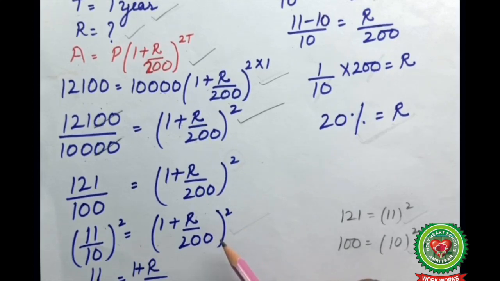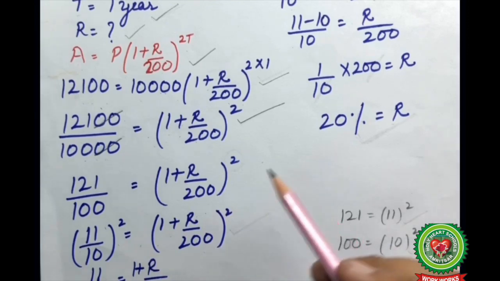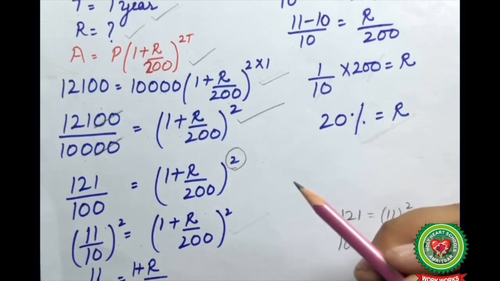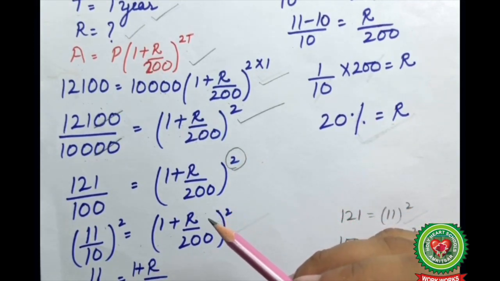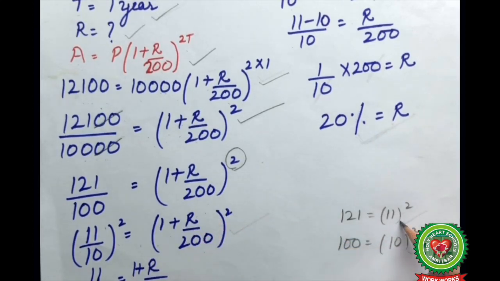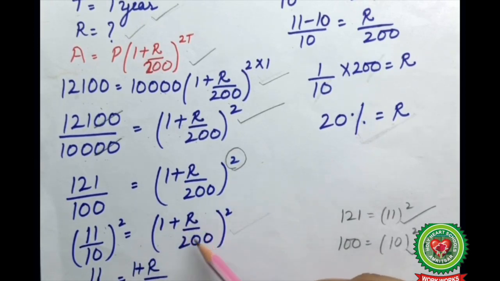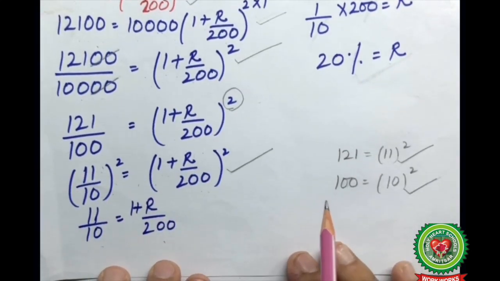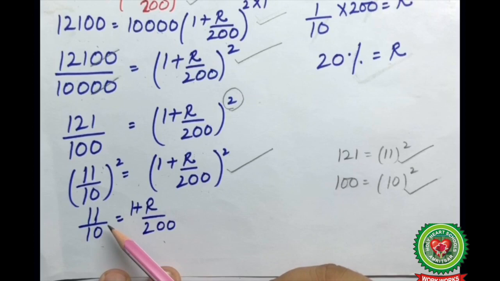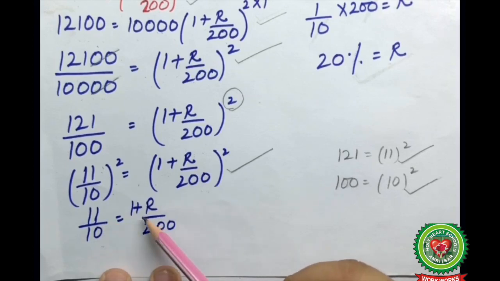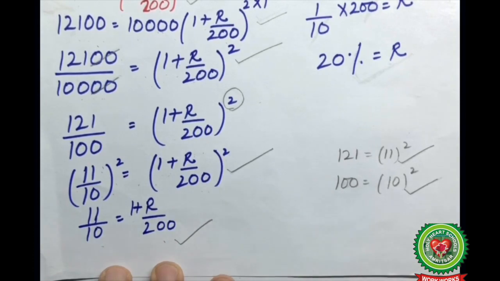Now students, we have already discussed to find rate, we need to make the powers same. Now on the right hand side, we have the power as 2. So on the left hand side also, we need to make the power as 2 only. Now we know that 121 and 100, they are the squares of 11 and 10. So we have written 11 by 10 whole square is equal to 1 plus R upon 200 whole square. Now as the powers are same, so therefore bases will also be same. So we get 11 by 10 is equal to 1 plus R upon 200.